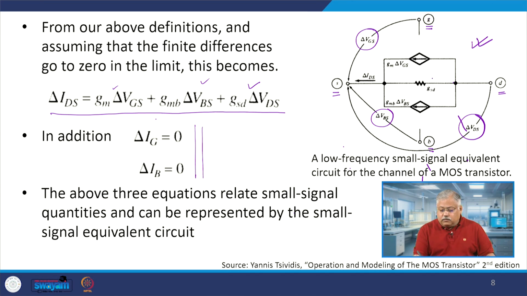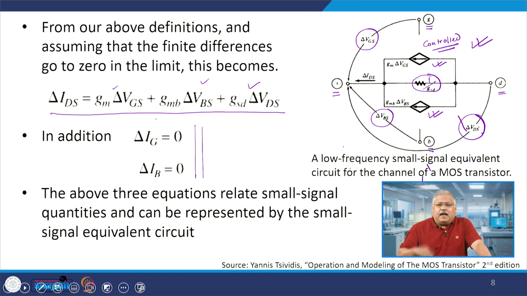Now let us look at the internal part. We have already learned this is gsd, and 1 by gsd will be the resistance. This resistance will be between source and drain, the intrinsic resistance between source and drain. This is a controlled current source. Who is controlling it? The gate voltage is controlling it. For a fixed value of gm, the change in the gate voltage is basically changing the current between these two. So the current component has got two parts, one is gm del VGS, another is gmb del VBS.